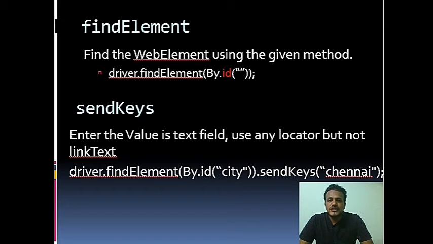SendKeys takes a character sequence as an input. Now, you give the value in double quotes. You give whatever you want. It will enter it in the text box of the ID or any other locator. You can use any locator to locate a particular text box, and this will be entering the value.